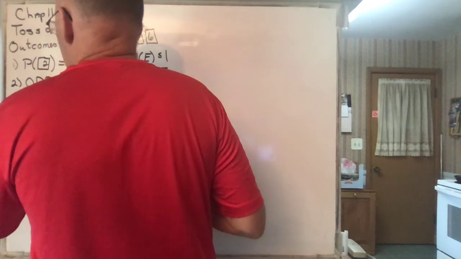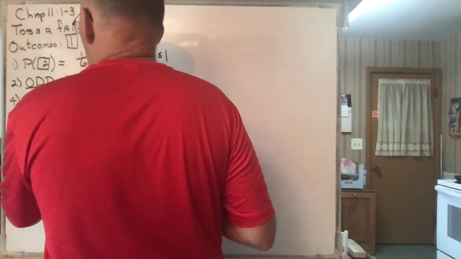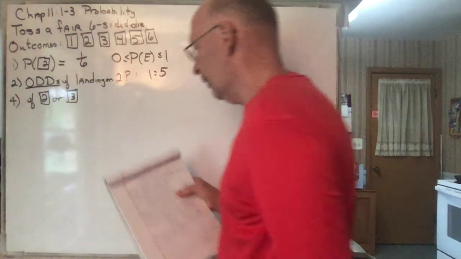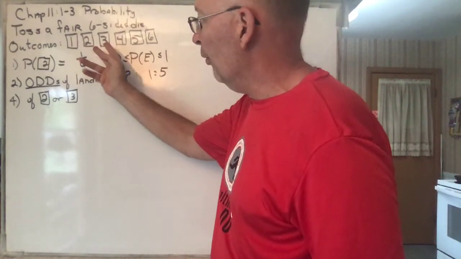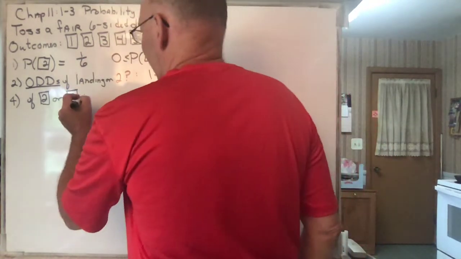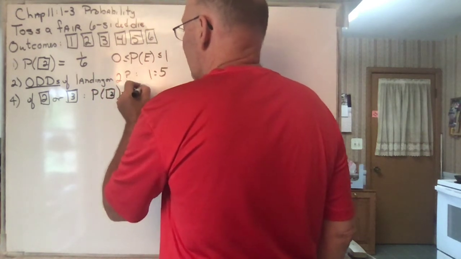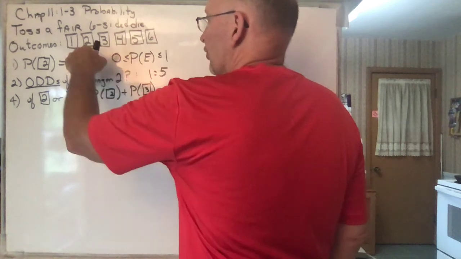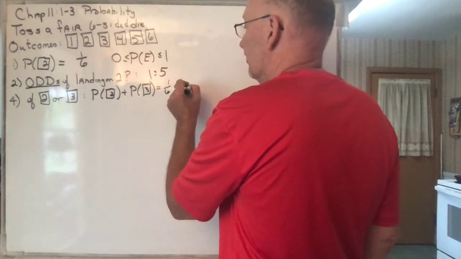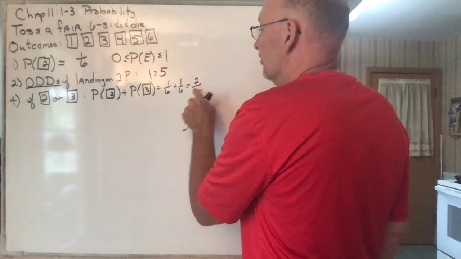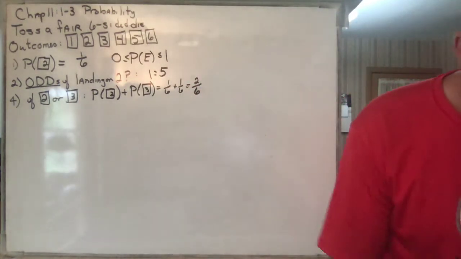What's the probability of landing on a 2 or a 3? Well, these are disjoint events. They can't both happen at the same time. So the answer to that is you just take the probability of landing on a 2 and you add the probability of landing on a 3, and each of those is 1/6. 1/6 plus 1/6 is, I'll just leave it as 2/6. We could simplify it to 1/3, but let's just leave it as 2/6. Okay, so that's the probability of a 2 or a 3.